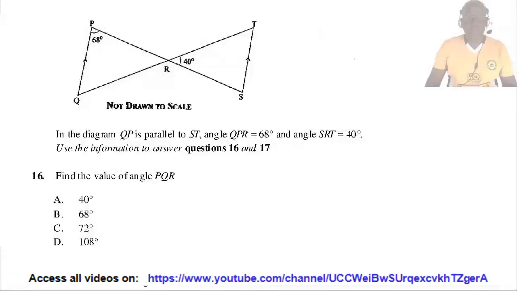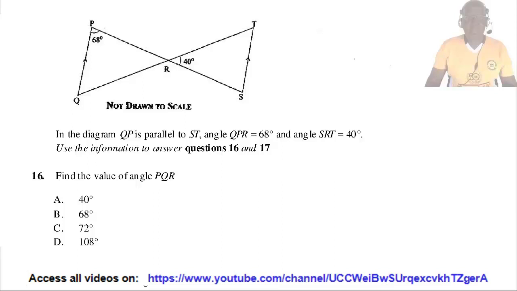In the diagram, PQ is parallel to SD and angle QPR equals 68 degrees and angle SRT equals 40 degrees. Use the information to answer questions 16 and 17. Question 16. Find the value of the angle PQR.